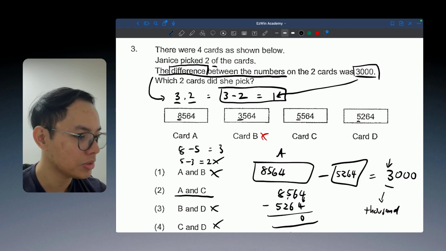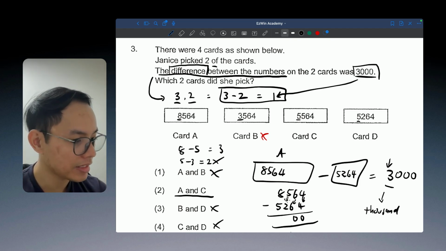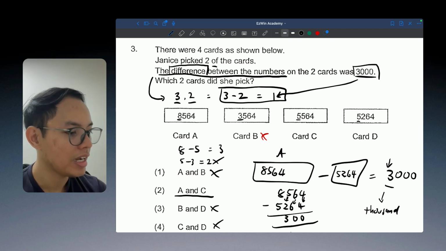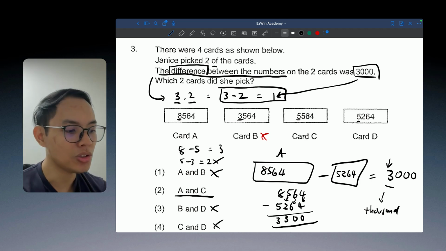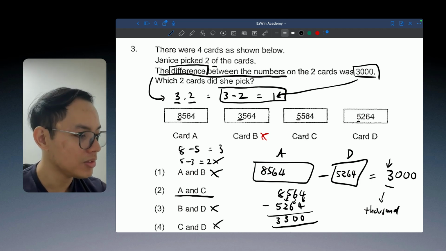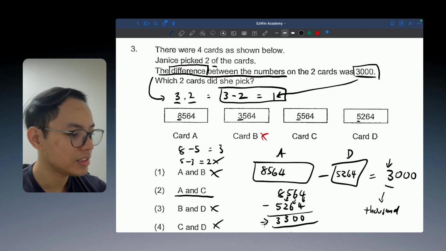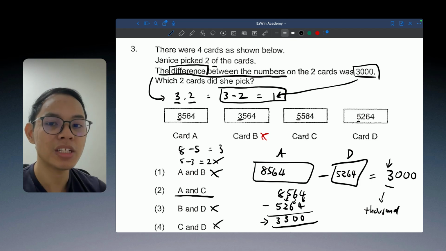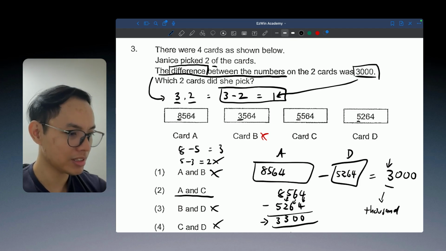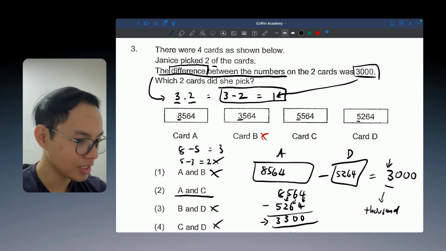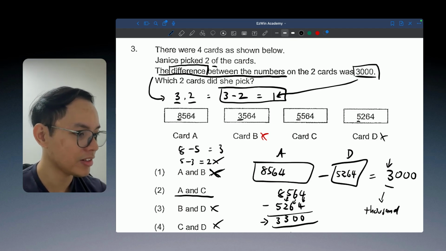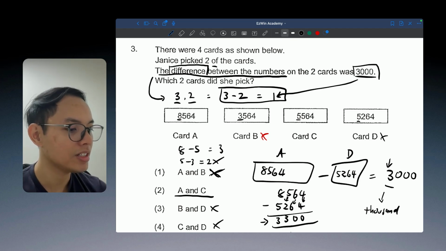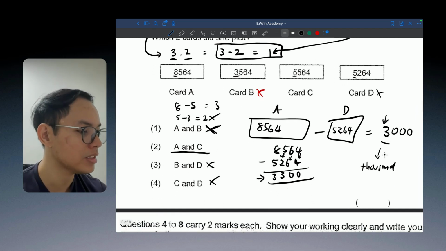4 minus 4 equals 0. 6 minus 6 is equal to 0. Now we have 5 minus 2. What is the answer for that? 5 minus 2 is 3. And lastly, 8 minus 5 is 3. So with this card D over here, is the answer 3000? Nope, it's 3300. And that's why card A and D cannot be the answer as well. So now it's only card A and C, and that's why the answer is number 2, as what you see over here.